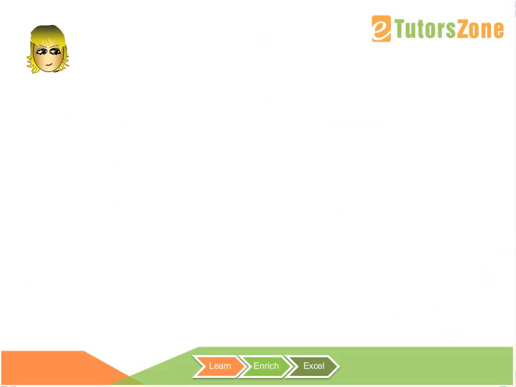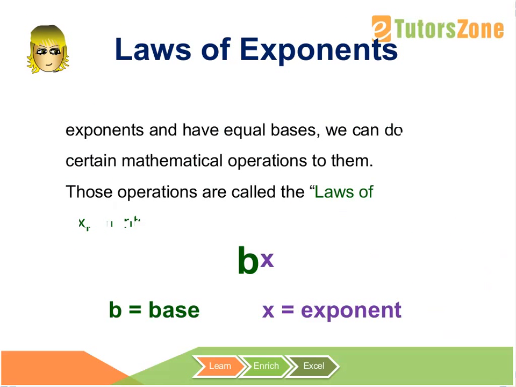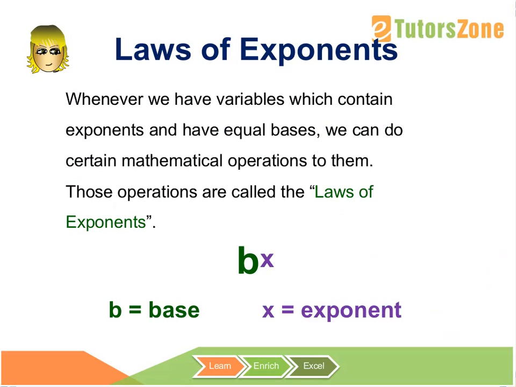Okay. I'll show you something more. Look here again. Just read this. Whenever we have variables which contain exponents and have equal bases, we can do certain mathematical operations on them. Those operations are called the laws of exponents. So we have laws also for them. Yes, we have certain laws and we will be learning them after getting a clear concept of base and exponent. Okay, I got it. That's very good.